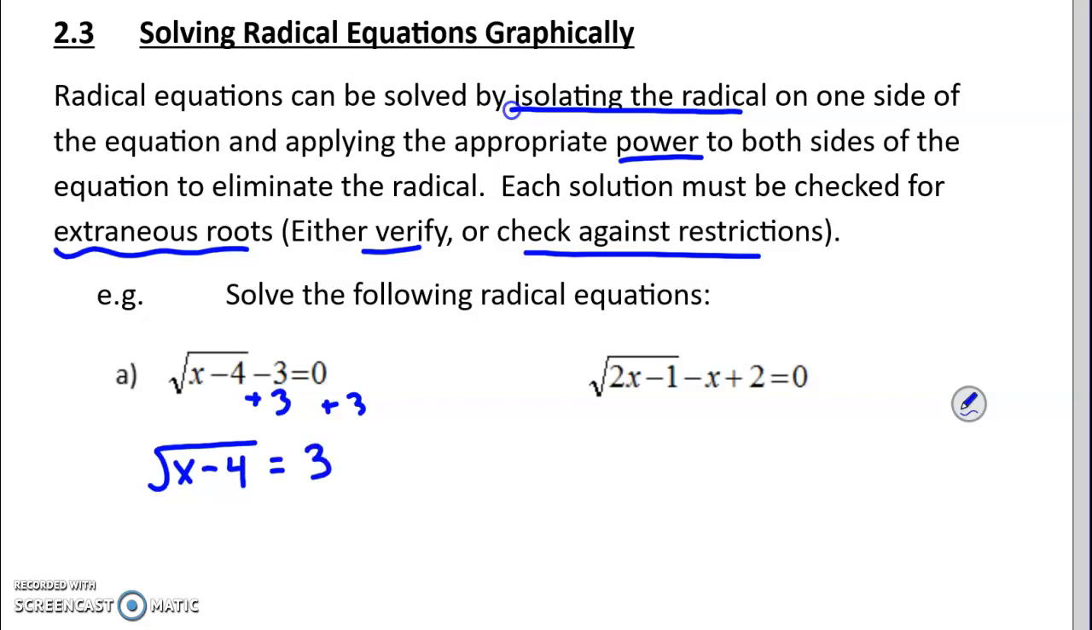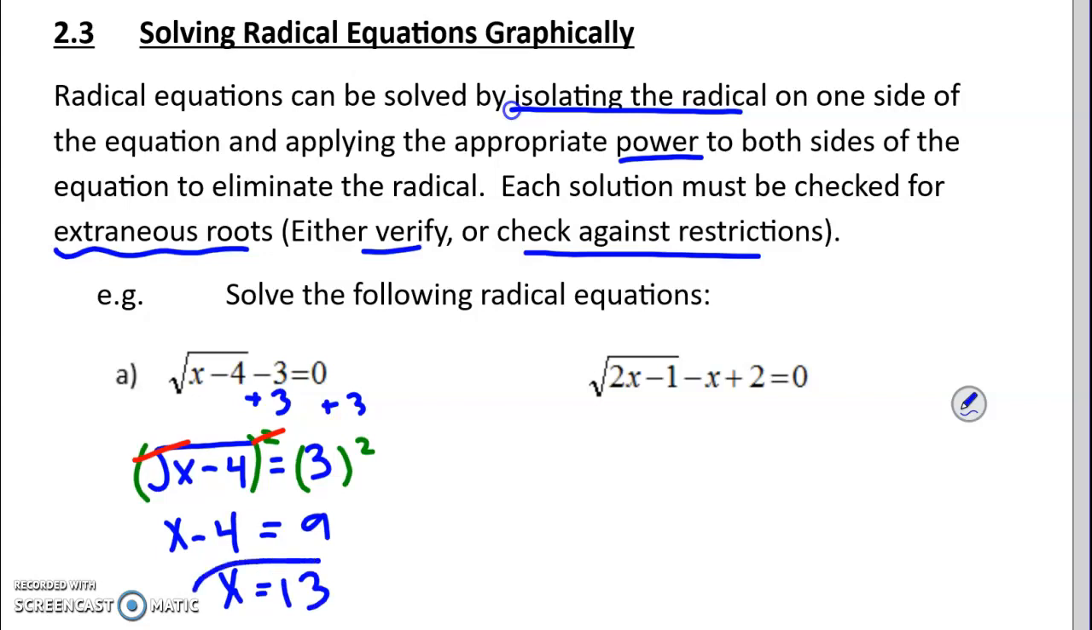Then I can square both sides to get rid of the root. So I'm going to square the root of x minus 4, and I'm going to square the 3. When I square the square root, they're inverse operations, so they even each other out, which just leaves me with x minus 4 on this side, and equals 9, right? 3 squared is 9. So pretty easy to finish this off. We just add the 4 over, so x equals 13. Okay, so that is my answer.